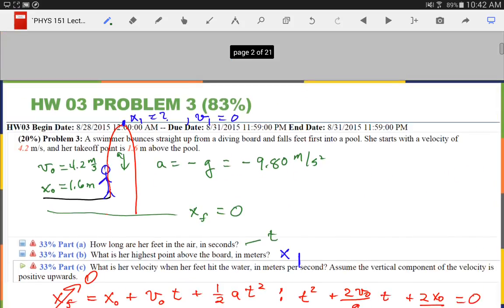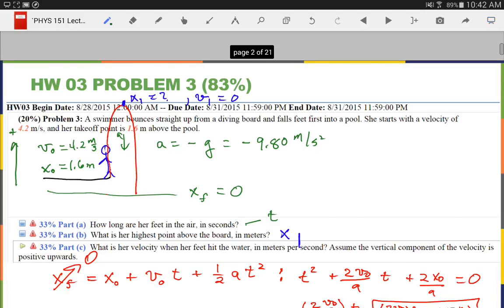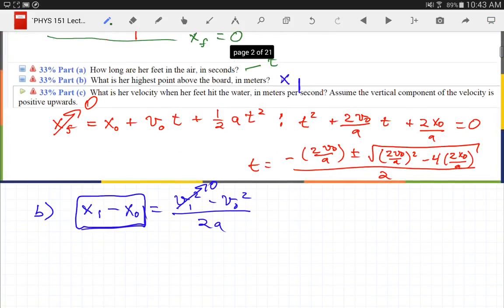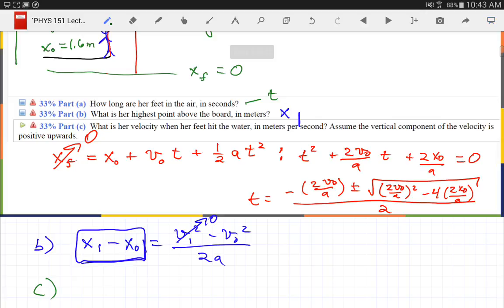Basically, what that's saying is I should have specified with my picture that positive is the upward direction. As we go on through today's lecture, we'll see that coming up again, becoming more important when we're doing two-dimensional, three-dimensional problems. So finally, for the last part here, what's her velocity when her feet hit the water in meters per second? Well, I have already calculated the time she's in the air. I know the height difference.